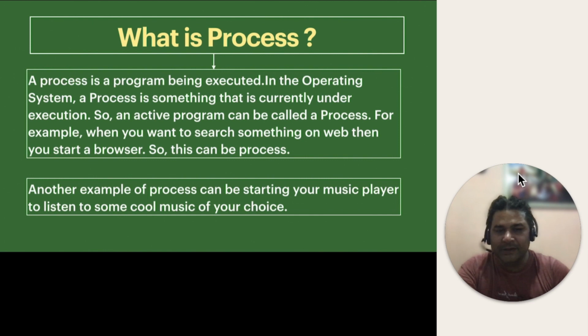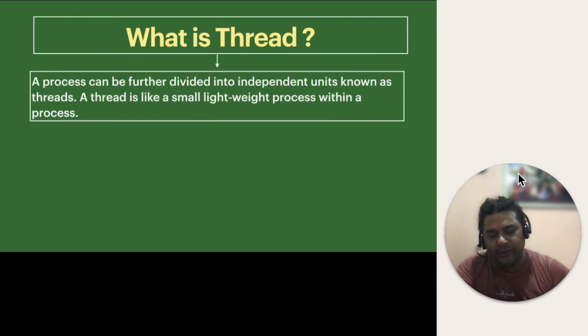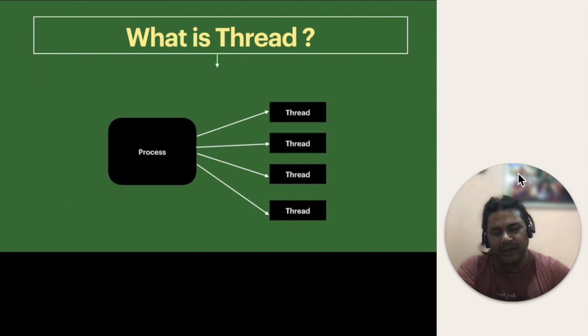So a process is a task you are doing on any system. Again, what is a thread? A process can be further divided into independent units known as threads. A thread is like a small lightweight process within a process. A thread is a sequence of instructions that can be executed by a runtime. Each process has at least one thread. Suppose here is a process, and a single process can have multiple threads.